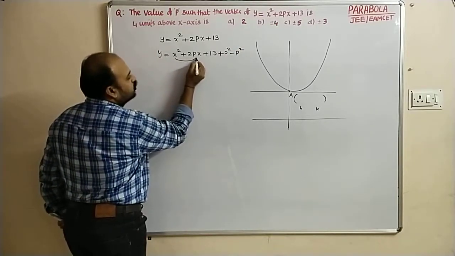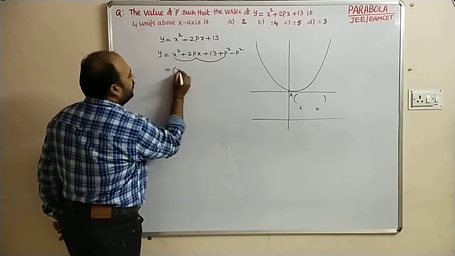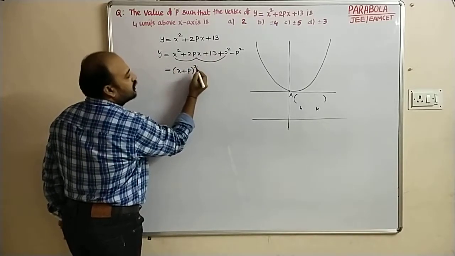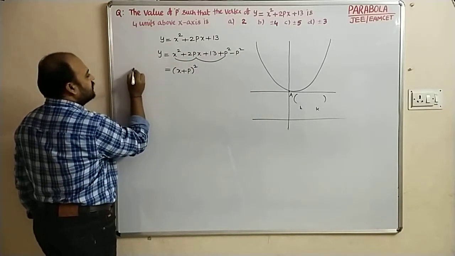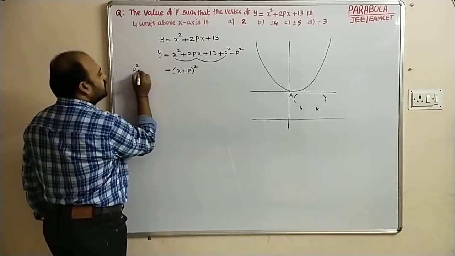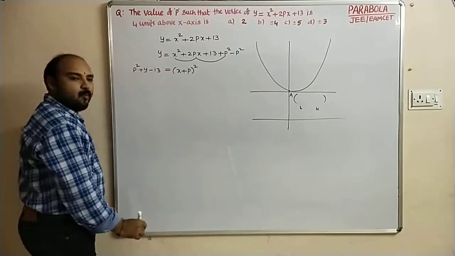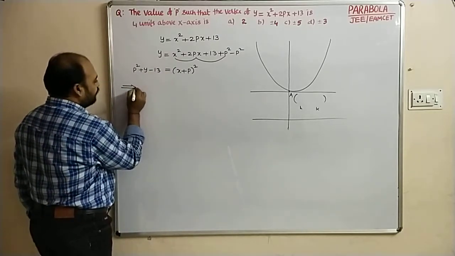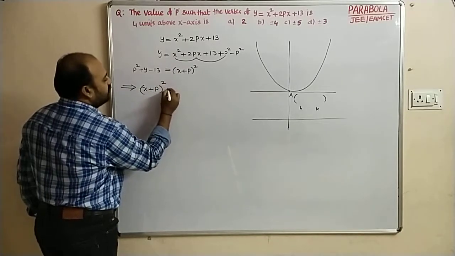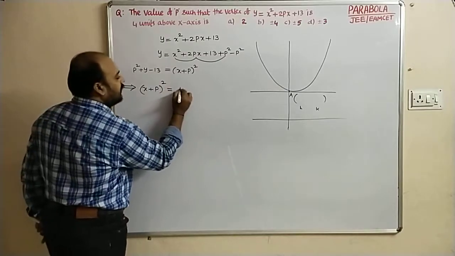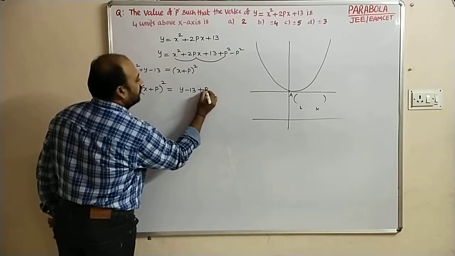x square plus 2px plus p square is the expansion of x plus p whole square. The rest of the terms we can take this side. Minus p square we can take this side as plus p square. Here already y is there, and 13 also we can take this side as minus 13. After that, x plus p whole square is equal to, first you have to write y, minus 13 plus p square.